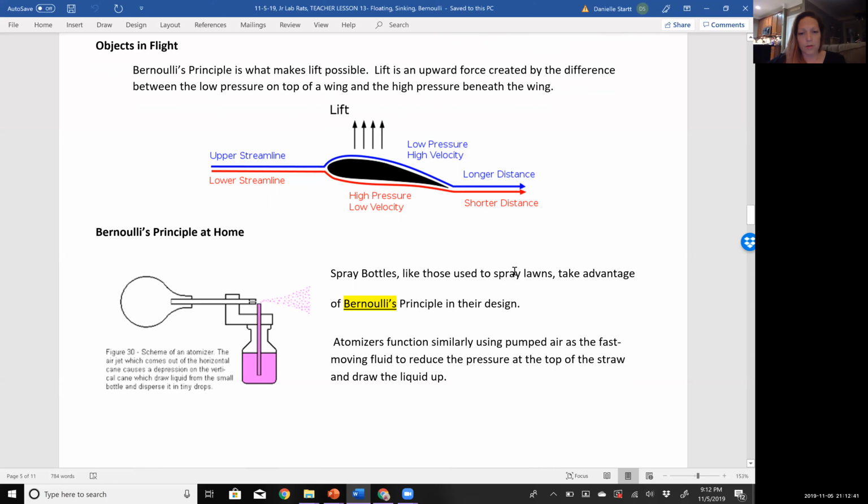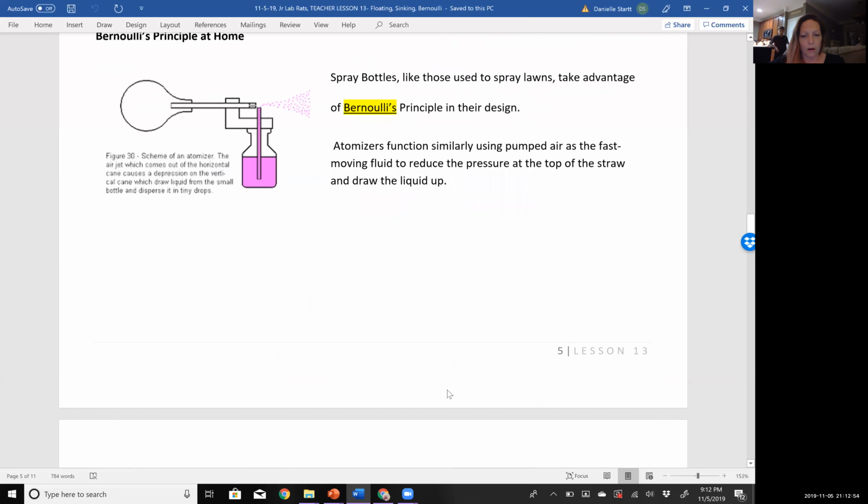So it says spray bottles like those used to spray lawns take advantage of Bernoulli's principle in their design. Atomizers function similarly, using pumped air as the fast-moving fluid to reduce the pressure at the top of the straw and draw the liquid up.